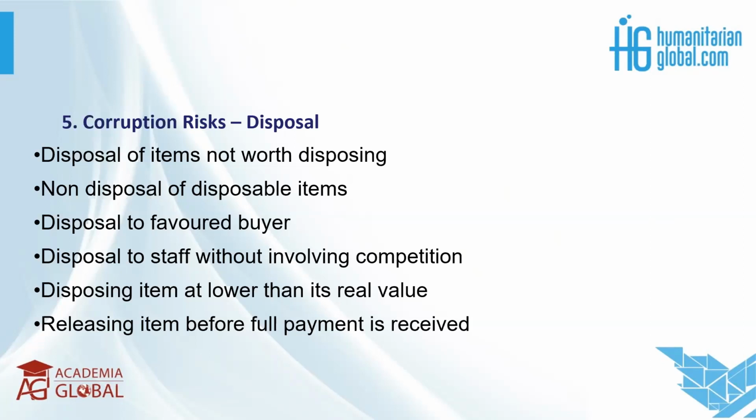The other one is non-disposal of disposable items. You find that we have things that are spoiled, things that have come to the end of life, but as procurement people, because disposal lies in the procurement department, we still hold disposable items as value for the organization. We keep declaring them as inventory, but they're not really inventory because they're spoiled, they're obsolete, and you haven't thrown them away.